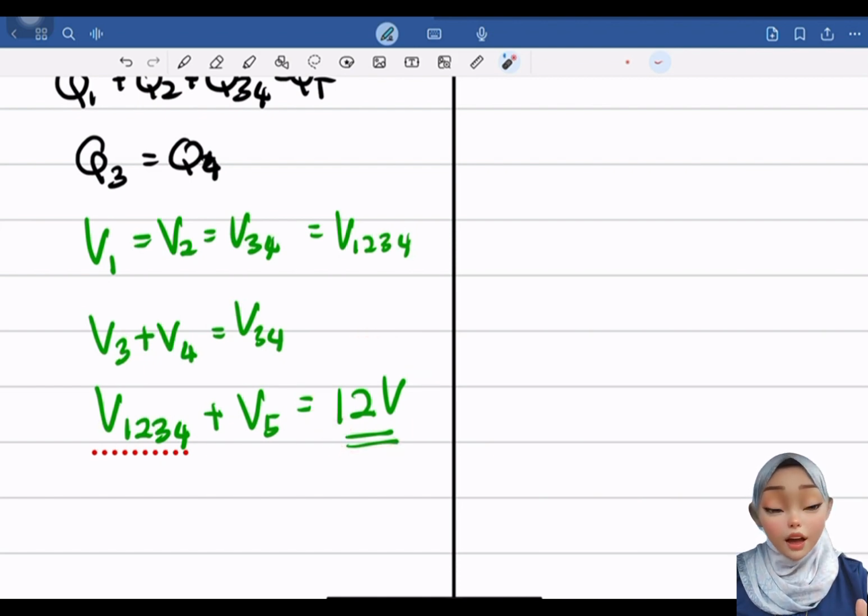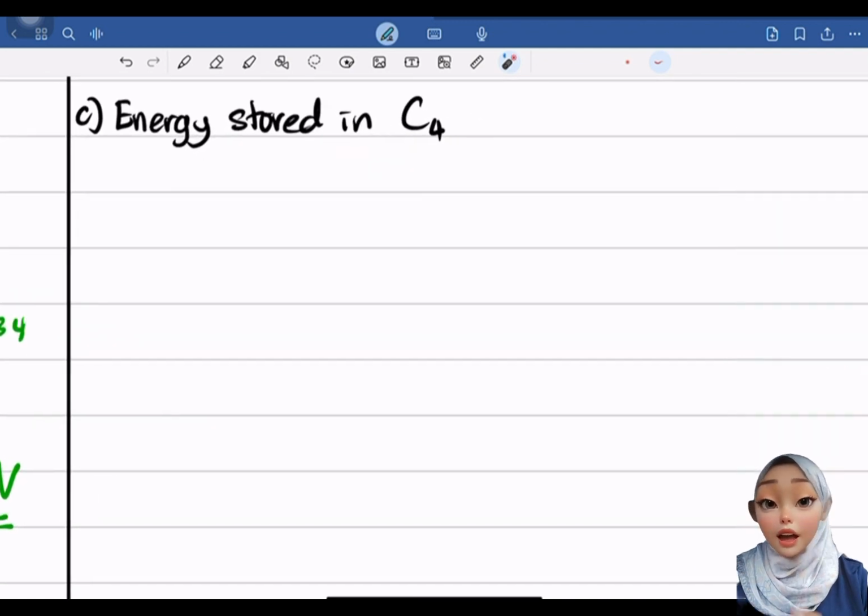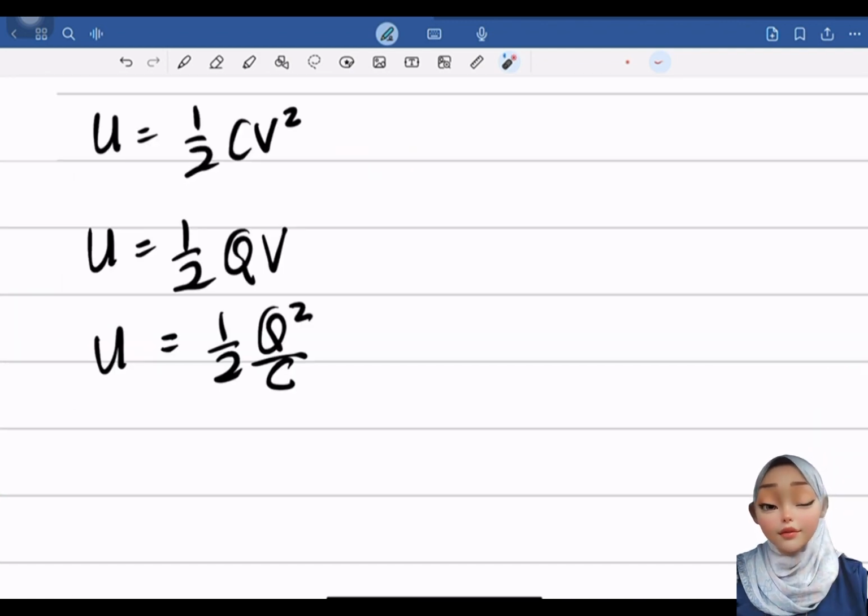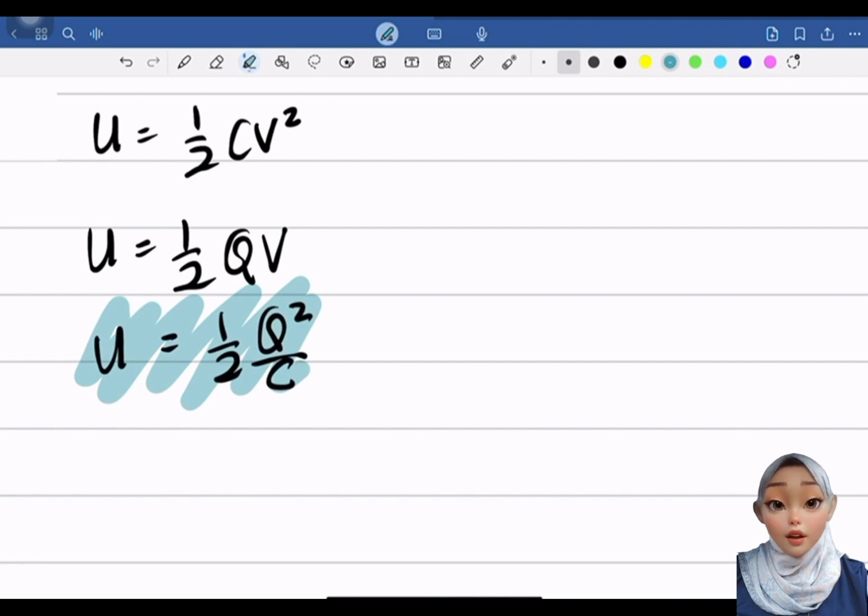Alright, untuk cari energy stored, kita ada 3 equation. You boleh tengok dekat dalam nota. Iaitu, this half CV squared, half QV dan juga half Q squared over C. So, disebabkan saya nak yang mudah, so kita akan ambil the third equation, iaitu half Q squared over C.